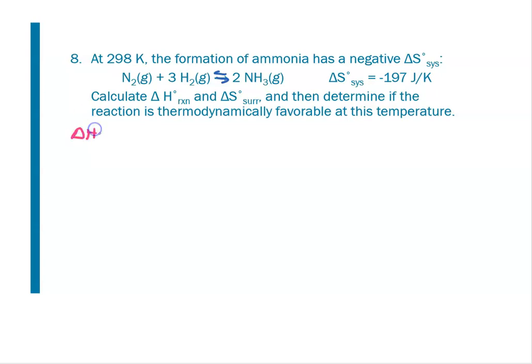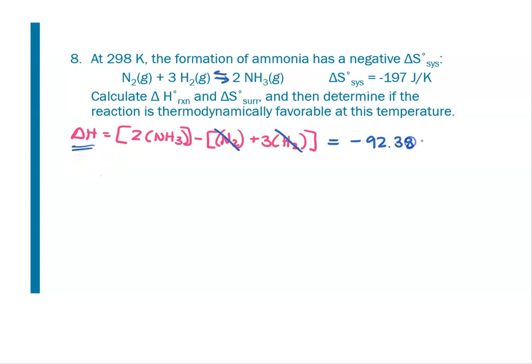All right, and so what's nice about this is that for delta H, elements in their elemental state have a delta H value equal to 0. So when we do this math, we get negative 92.38 kJ per mole, because delta H is in kilojoules. So now that I have this value, I can plug it into my equation here. Delta S surroundings is equal to negative delta H over T.